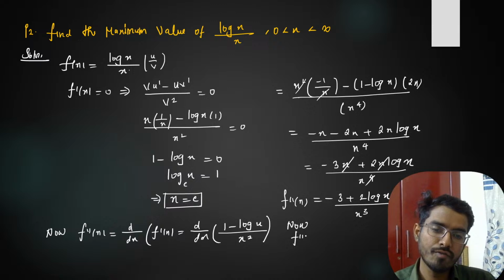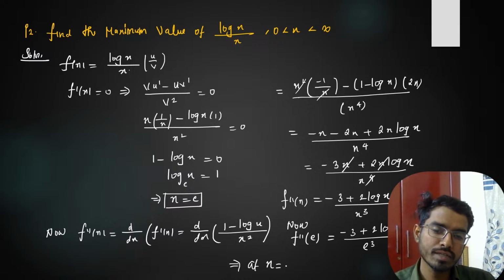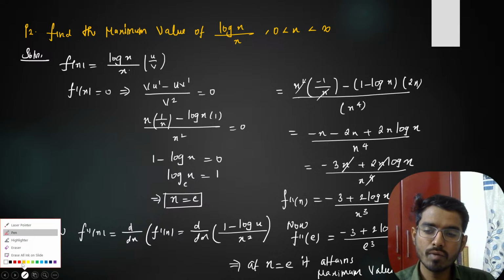Now what is f double dash of e? Minus 3 plus 2 log e divided by e cube. So log e is 1, right? So we will have minus 1 by e cube, which is less than 0, right? Because the value of e is 2.7 something. So this is less than 0. This implies at x is equal to e, it attains maximum value.